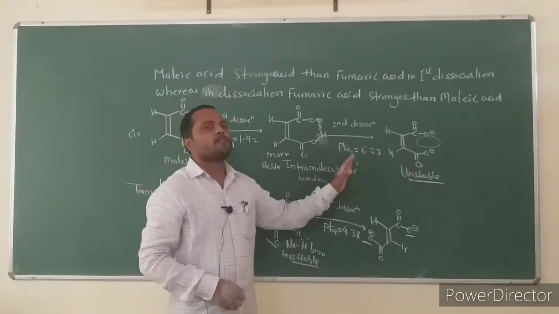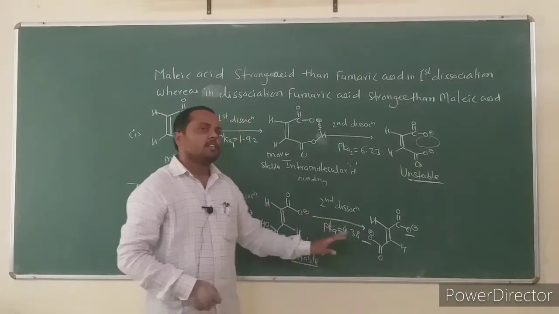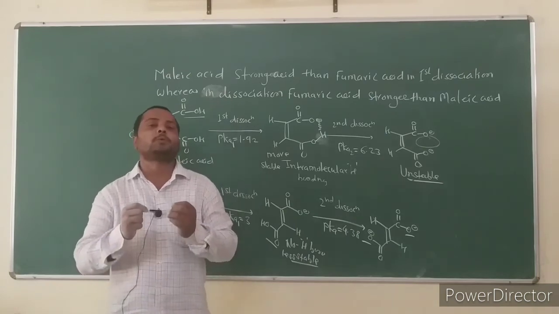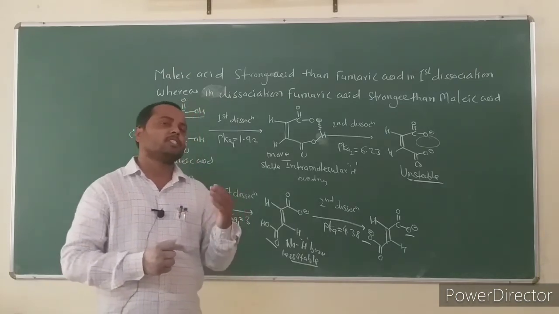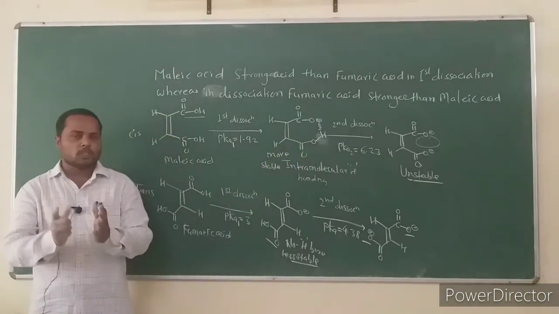But such intramolecular hydrogen bonding and repulsion is not present in the second dissociation of fumaric acid, and due to this reason, fumaric acid is stronger than malic acid in second dissociation. There are two dissociations.